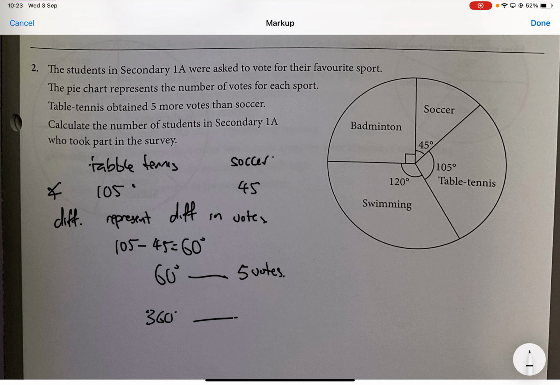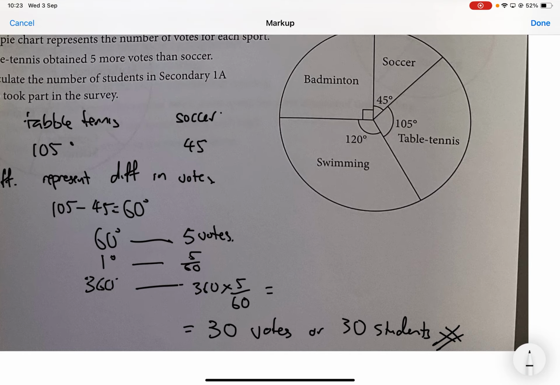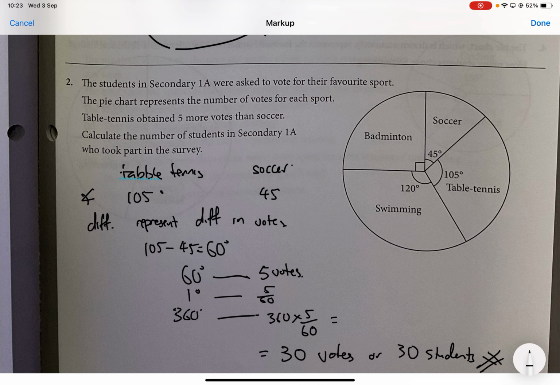So 60 degrees is 5 votes. Every 1 degree is 5 over 60. Then every 360 is 360 times 5 over 60. Then you will get 30. One person, 1 vote. Then there are altogether 30 votes. So there should altogether be 30 students.